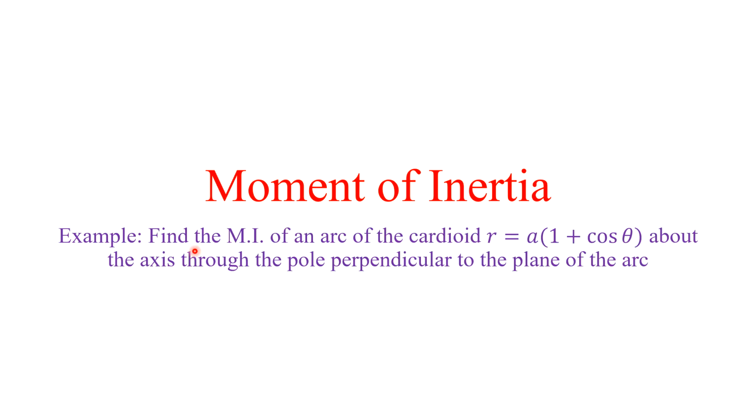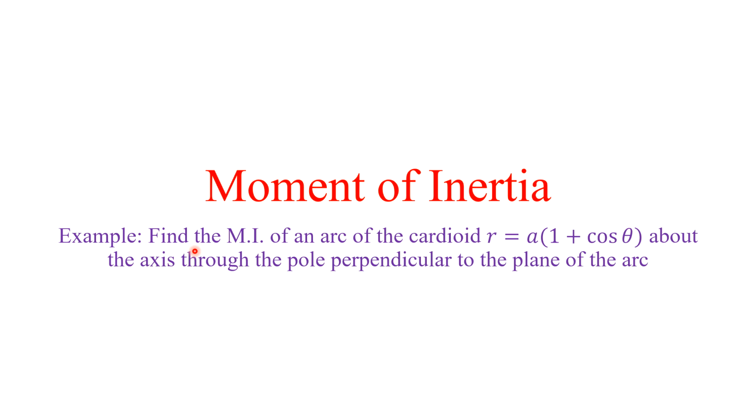Hello all. In this video, we will find the moment of inertia of an arc. So here we will solve this example. Here we have to find the moment of inertia of an arc of the cardioid r = a(1 + cos θ), where the axis of rotation is perpendicular to the plane of the arc. So we will solve this example using two methods.